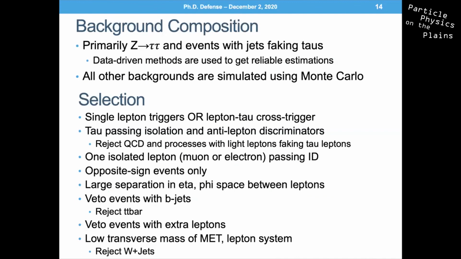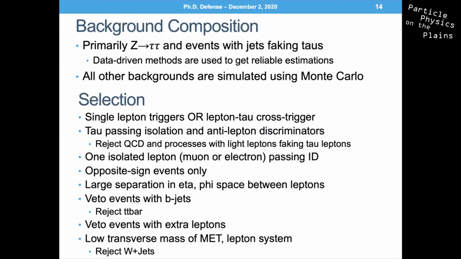So as I mentioned earlier, the background is primarily Z decaying to 2 taus, and there are also events where jets are faking taus. So we've got the DeepTau algorithm, and it does a great job rejecting jets that fake taus, but that's still a significant background. And so what we want to do is use data-driven methods to get reliable estimates of these two main backgrounds. And then there's a variety of other smaller backgrounds that we can model just using Monte Carlo simulation.